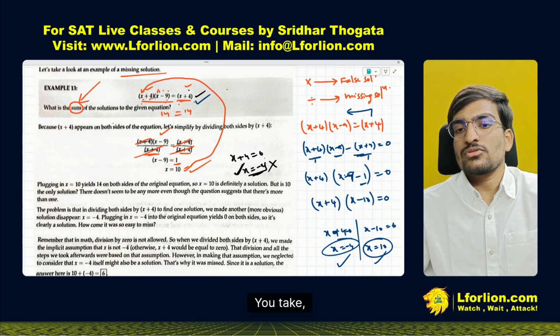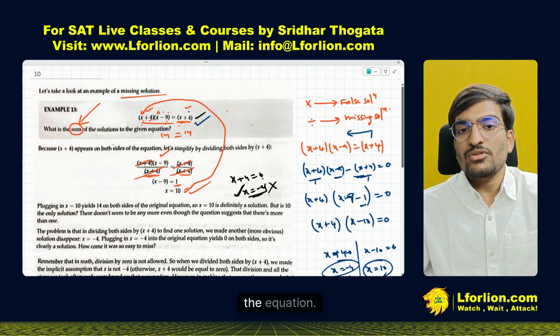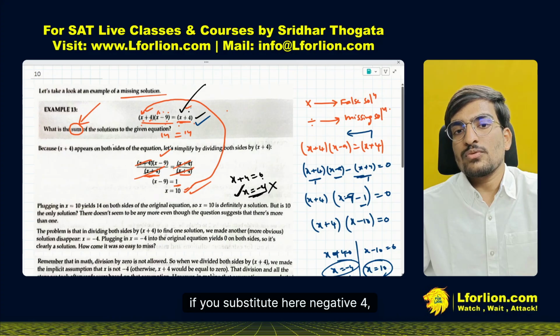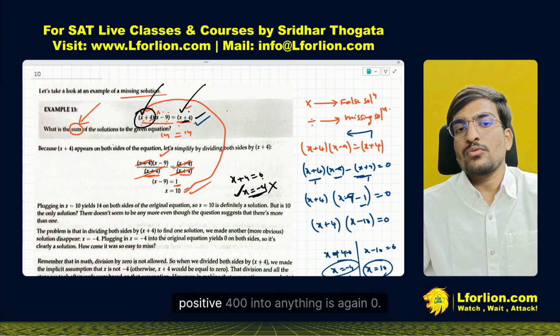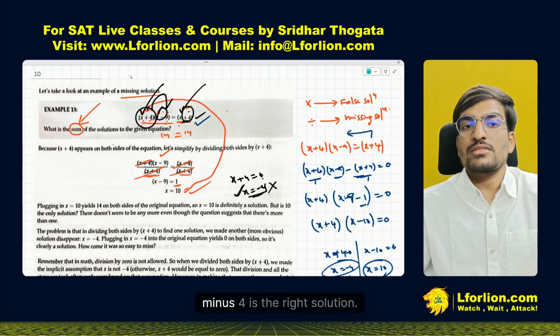You have to check. You take this negative 4 and substitute back into the equation. If you substitute here, negative 4 plus 4 is 0. If you substitute negative 4 here, again negative 4 plus 4 is 0. 0 into anything is again 0. So both sides 0 equal to 0. Yes, negative 4 is the right solution.